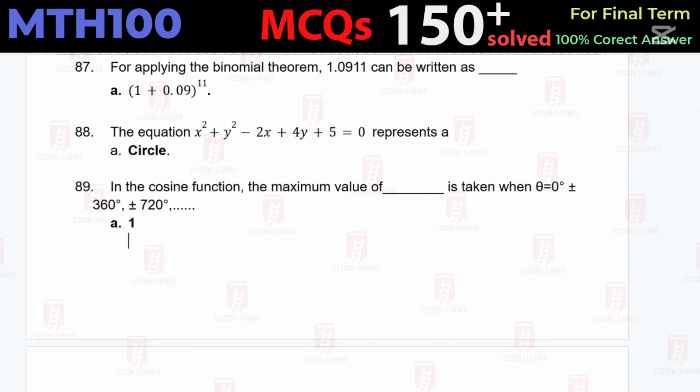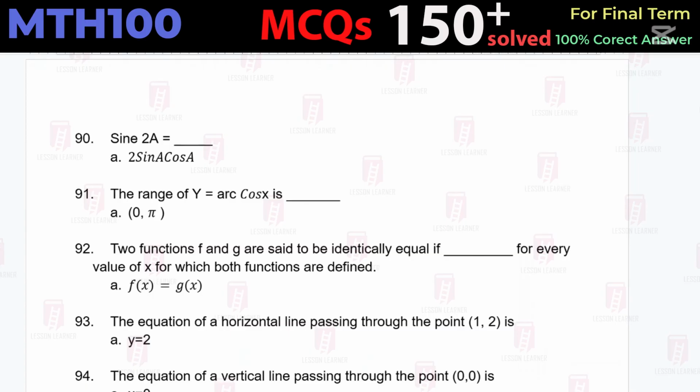Sine 2a is equal to 2 sine a cos a. The range of y equals arc cos x is 0 to pi. The two functions f and g are said to be identically equal if f(x) equals g(x) for every value of x for which both functions are defined.